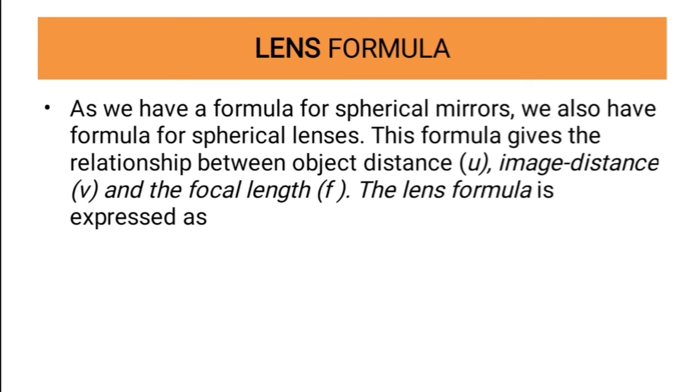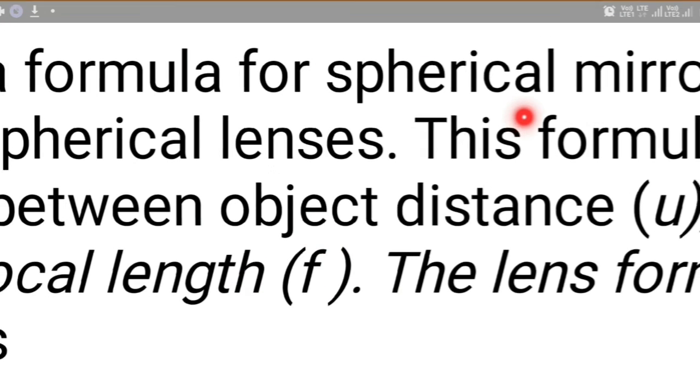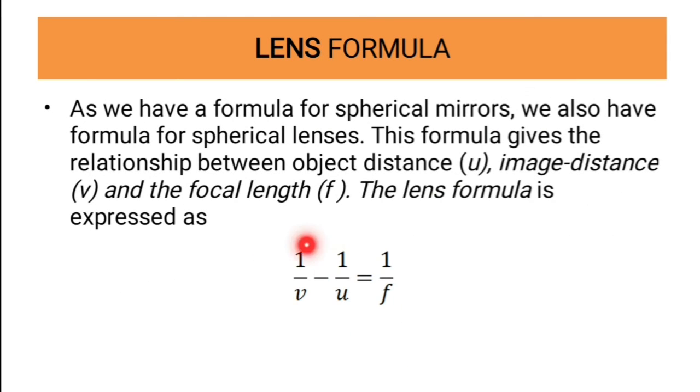So if u is the object distance, v is the image distance, and f is the focal length, then 1 upon f is equal to 1 upon v minus 1 upon u. Students, you might have noticed that it resembles the mirror formula, but the difference is that it was plus 1 upon u. So in the mirror formula there was a plus sign, whereas in the lens formula there is a minus sign. There is a derivation, but the derivation is not for you at your level. When you go to higher grades, you will get the derivation of these formulas also.